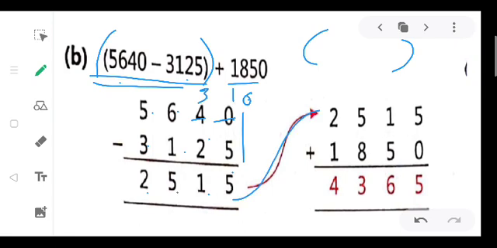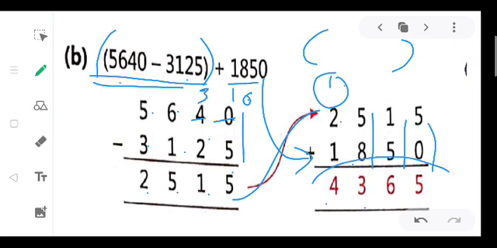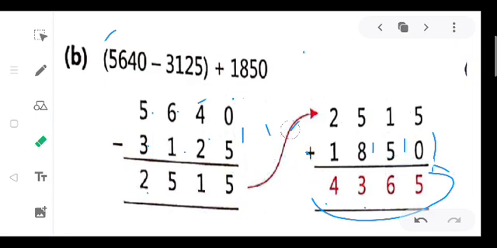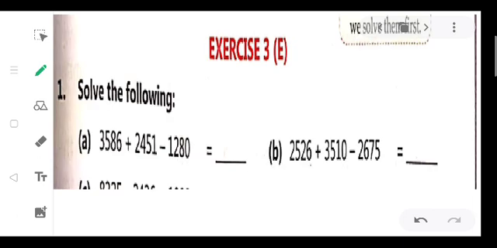Now we will write this difference at the top, and we will add the remaining number. 5 plus 1 is 6, 8 plus 5 is 13, 1 goes as carry to the thousands. 2 plus 1 is 3 and 1 is 4. So what is our answer here? 4365. But we have learnt that when the digits are enclosed in brackets, firstly we solve the brackets and after that we add or subtract the next number. Clear? Now we come to our exercise 3E.